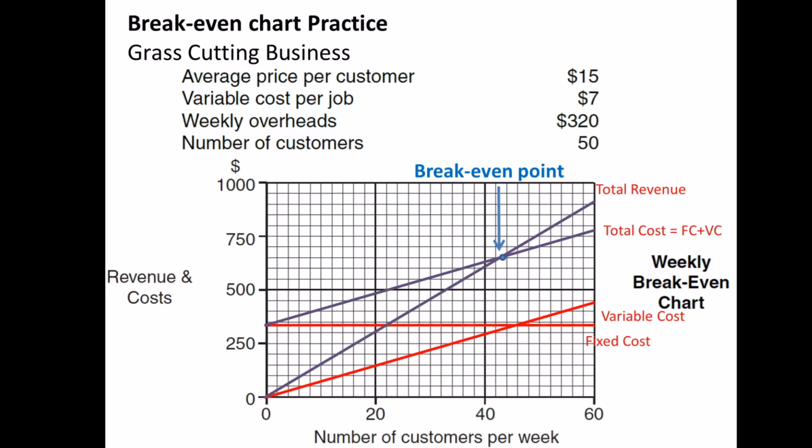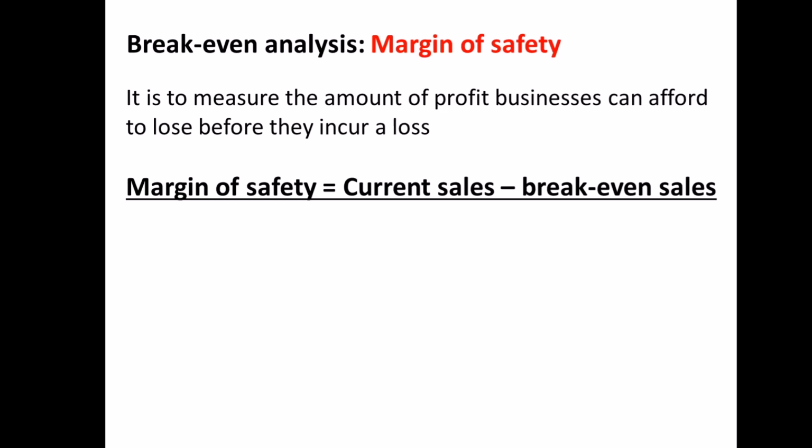Basically, we have one more thing that we have to learn for break-even analysis, which is the margin of safety. Margin of safety is a very simple concept. We want to see the current sales. If we are having a specific current sales, how much can I afford to lose before I incur a loss. This is the beauty of margin of safety.